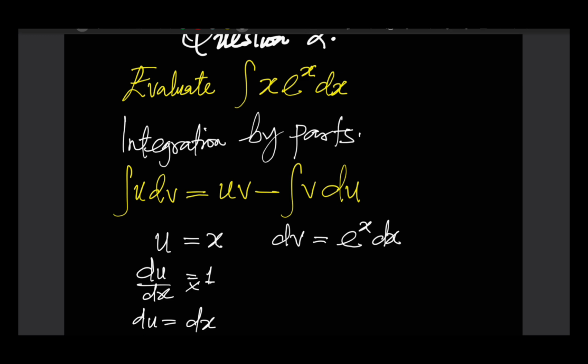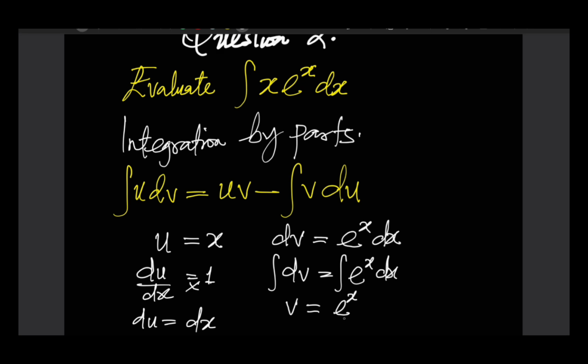Does that make sense? Okay, on this dv, for us to be able to get v, we have to take the integral of both sides. Apply that integral sign to both sides. Of course, if you take the integral of dv, the answer will just be v, which will be equal to the integration of exponential x, which will still remain exponential x. And when you do this, you're done with it.